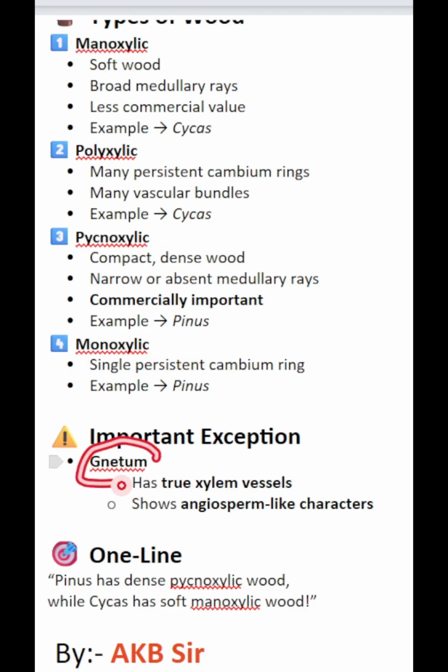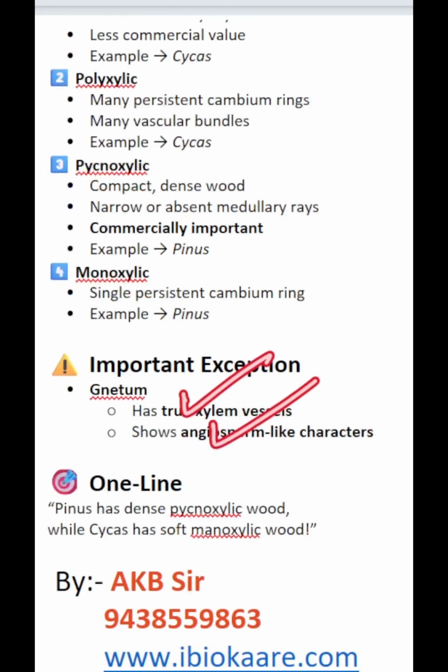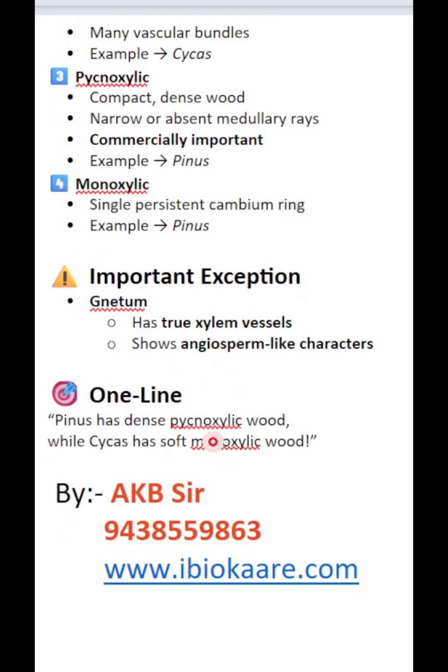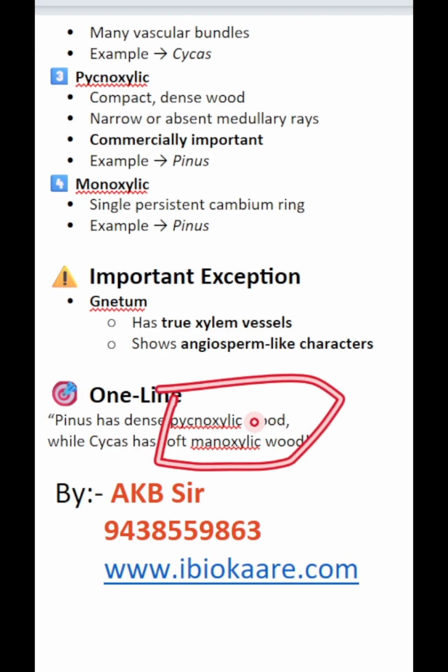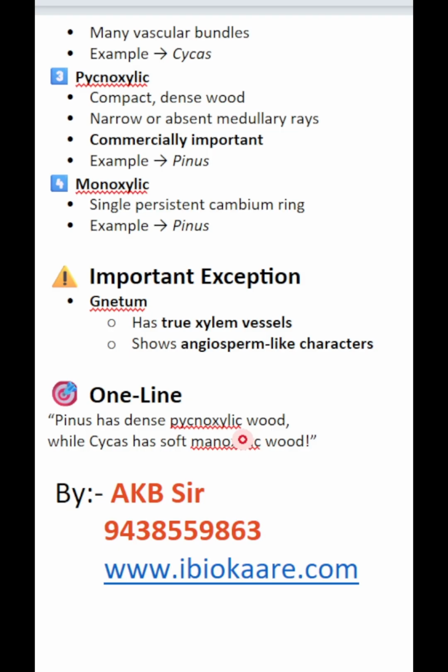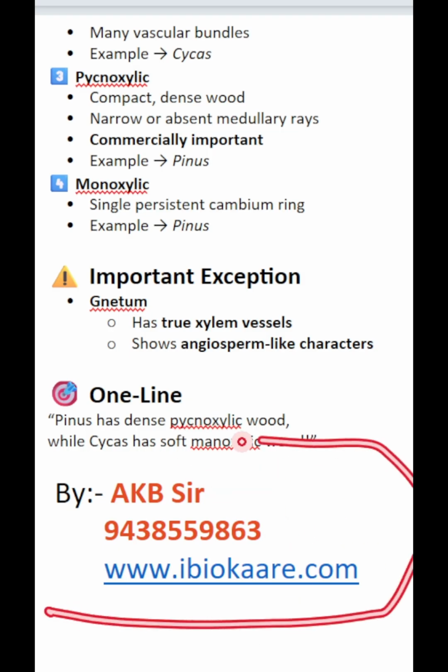Whereas in the genus Gnetum, and also Welwitschia and Ephedra, we find true xylem vessels present, where angiosperm-like characters are found. So Pinus has Pycnoxylic wood, whereas Cycas has Manoxylic wood. This is very important: the type of wood found in Pinus is Pycnoxylic, and the type of wood found in Cycas is Manoxylic.